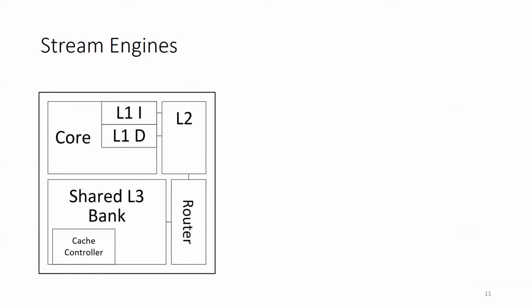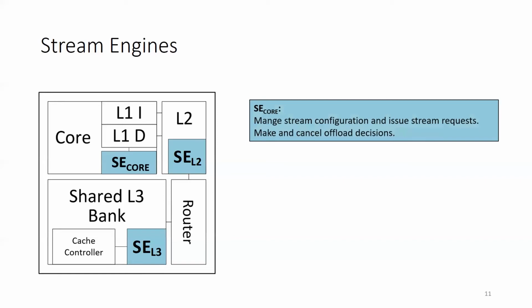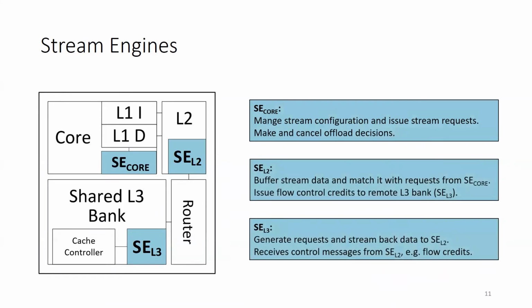In the baseline microarchitecture, streams are handled by a stream engine in the core. Since we want to offload streams to cache, we also add stream engines to the private L2 cache and the shared L3 cache. The core stream engine manages stream configuration and issues requests to prefetch data. It also makes and cancels floating decisions. The L2 stream engine buffers the stream data and matches it with requests from the core stream engine. Finally, the L3 stream engine generates stream addresses and issues requests to the L3 cache controller on behalf of the core.